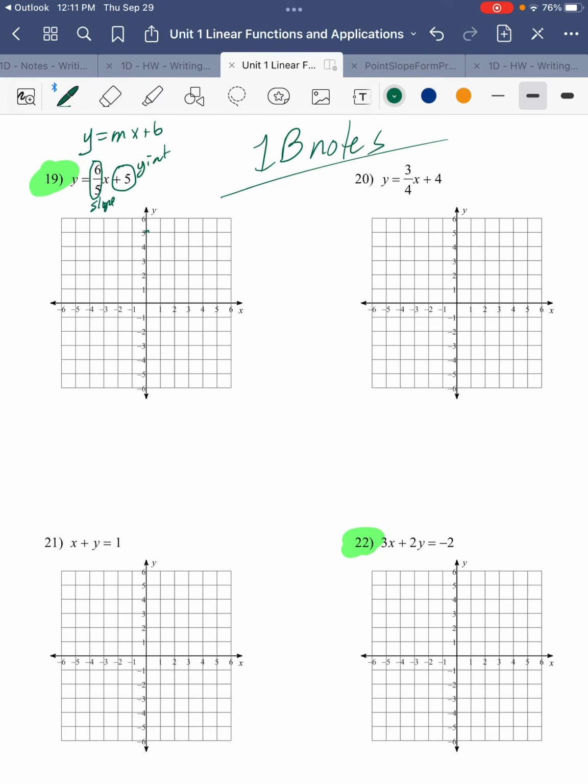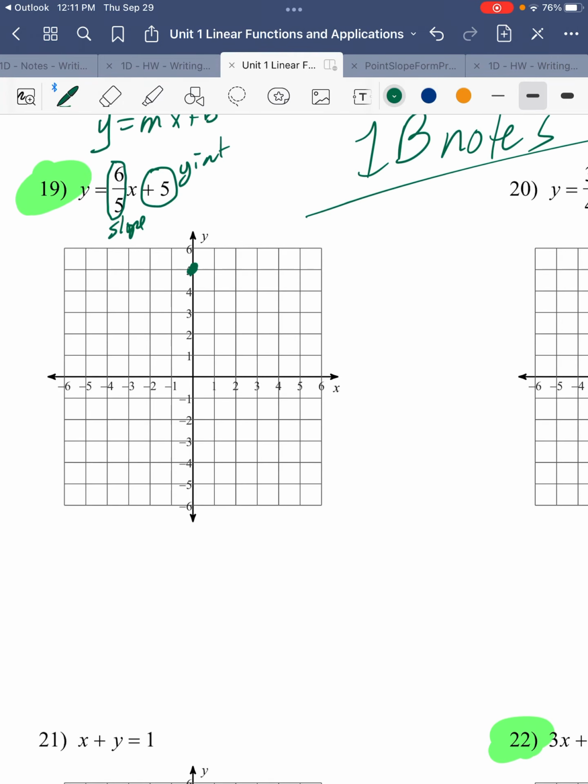The y-intercept is going to give you a coordinate, 5. That's going to go along the y-axis to 5. And from there, we're going to use the slope 6 over 5. We're going to go up 6 and right 5. Well, if I go up 6, that's going to be off the graph. So instead of up 6, I can also go down 6, and instead of right 5, we're going to go left 5. So down 6, 1, 2, 3, 4, 5, 6. 1, 2, 3, 4, 5.